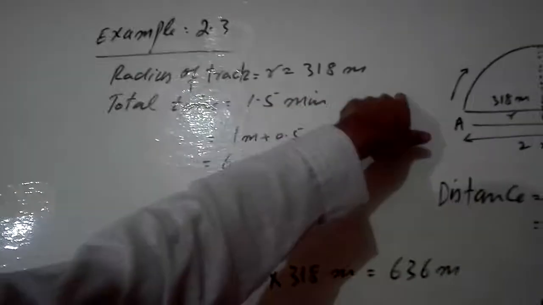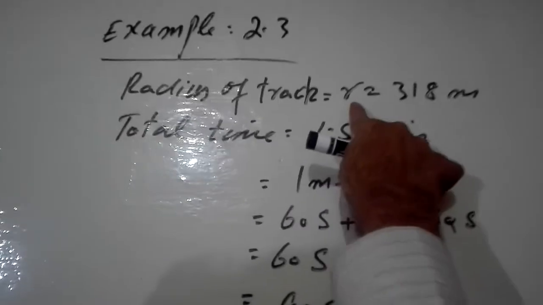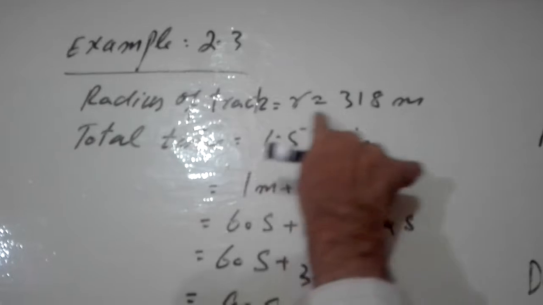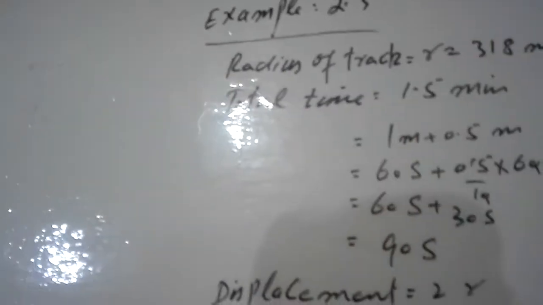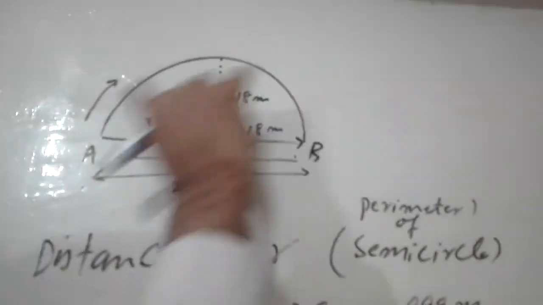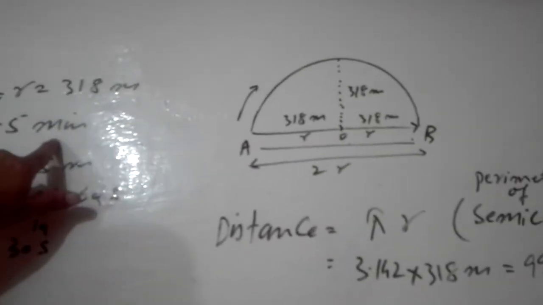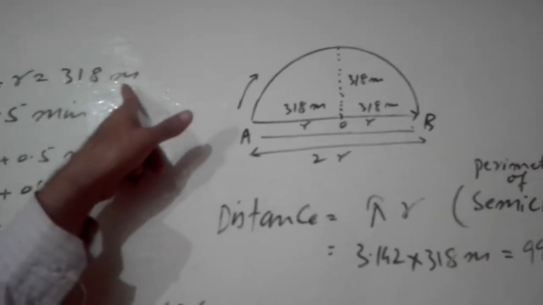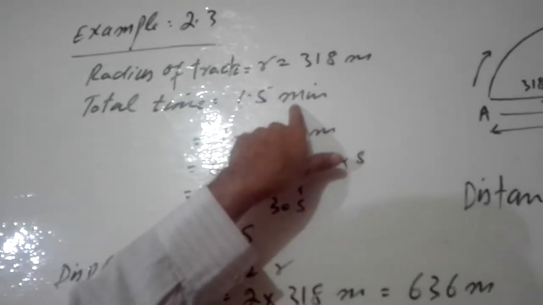First of all, you have to write down the data. Radius of track is given. We denote the radius by small r, 318 meter, as I also mentioned in the diagram. This is the radius of the track. And the total time he takes to cover this distance from A to B is 1.5 minutes. So clearly you have to change this minute into seconds, because when we solve numerical problems, the units should be in the same system. So the unit of time is seconds.